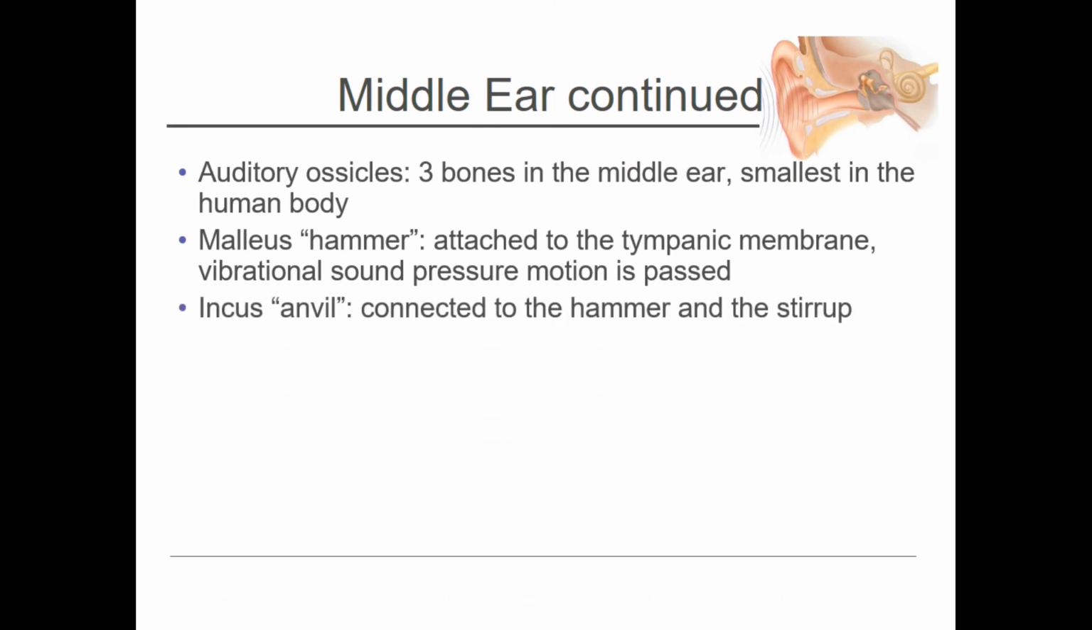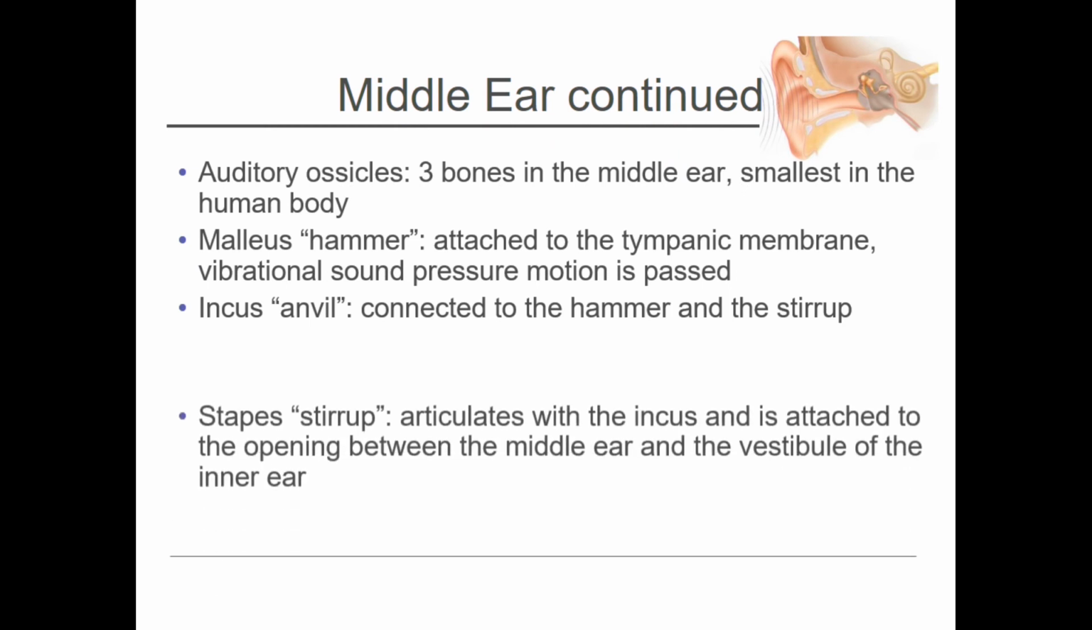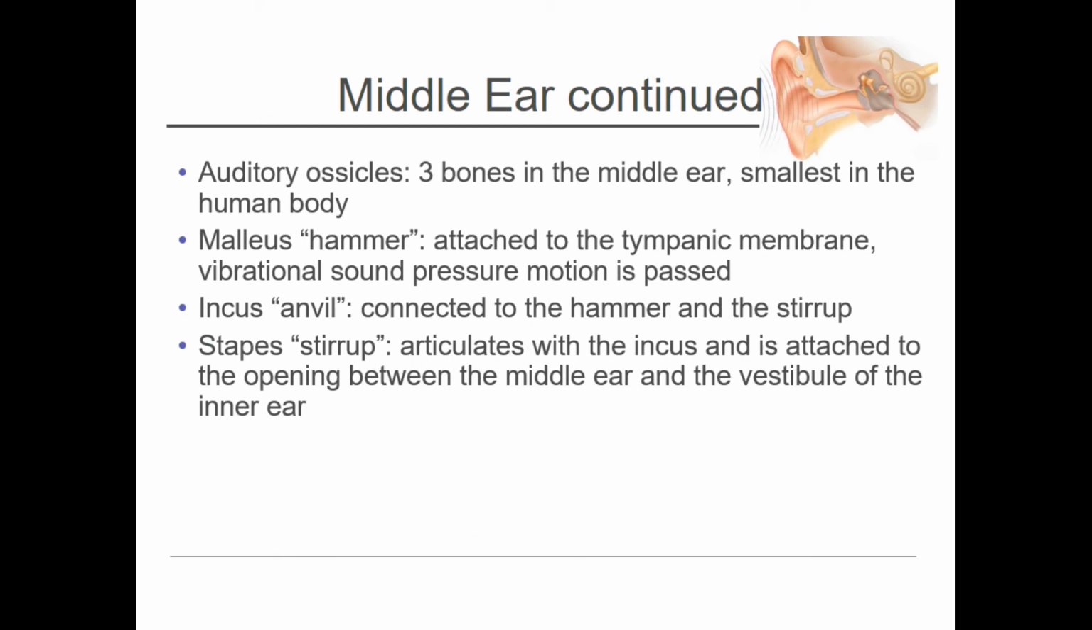The anvil, or the incus, which has the shape of an anvil, is connected to the hammer, which is connected to the membrane, and the stirrup, which is a smaller bone that follows it. And the stirrup, or stapes, because it looks like a stirrup, is connected with the incus and attached to the opening between the middle ear and the vestibule of the inner ear. So that's what actually attaches the middle ear to the inner ear.